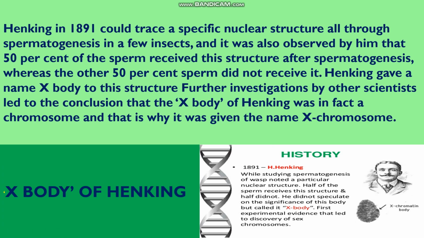Before learning the sex determination, you should know that Henking in 1891 observed during the spermatogenesis in a few insects that 50% of the sperm received a specific nuclear structure, whereas the other 50% sperm did not receive it. And Henking gave the name X body to the specific nuclear structure. Later, investigations by other scientists led to the conclusion that the X body of Henking was actually the X chromosome.